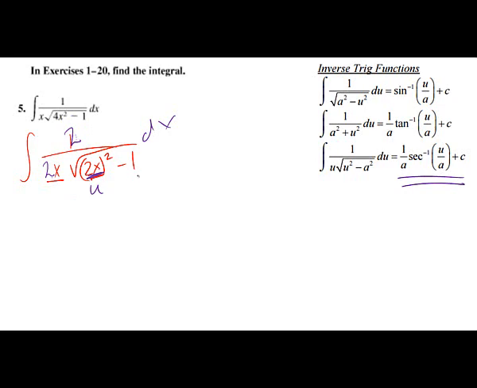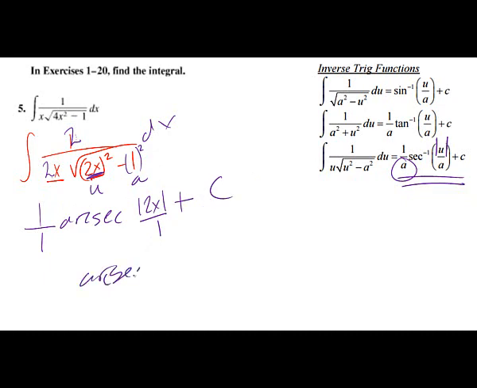I know that that's the U and this is the A. So we've got 1 over A. What's your A? 1, because it's really 1 squared. And then arc secant, or secant inverse, your choice. Our formula said absolute value, didn't it? It may or may not have that on the test. What's the U? 2x, over A, which is 1, plus what? C. So arc secant of absolute value of 2x plus C.